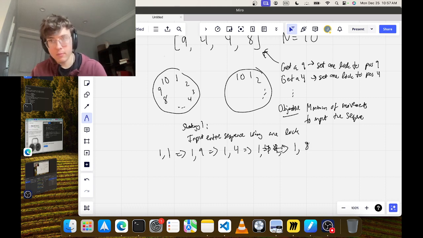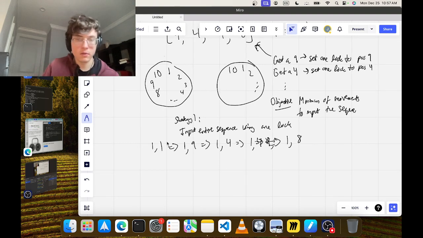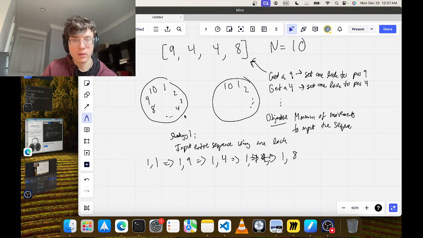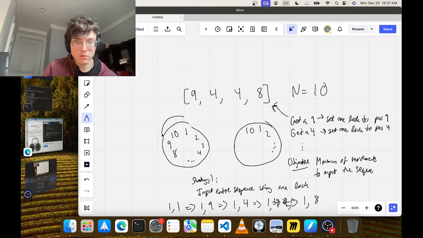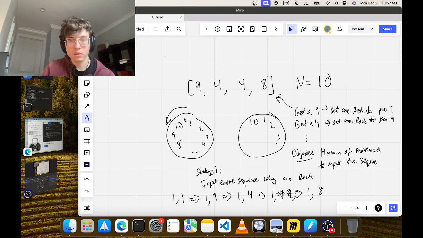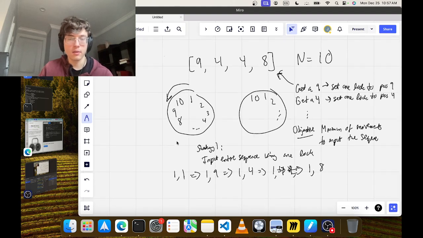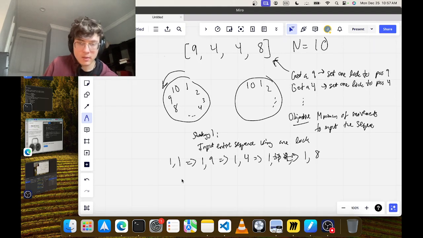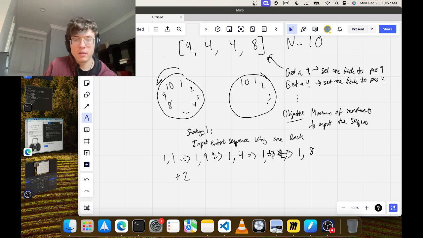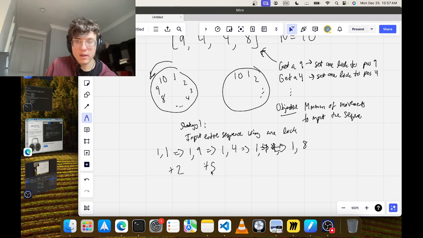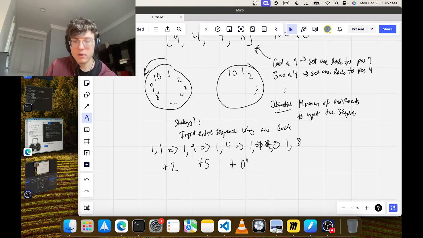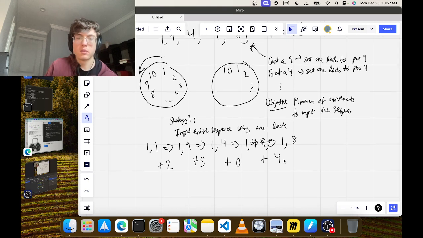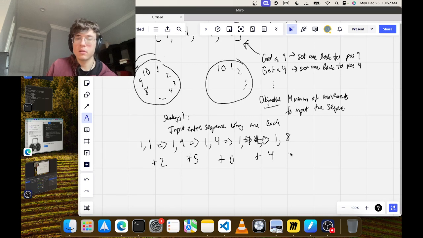So the number of movements required to input the sequence: first we had to move 1 to 9. The distance here is 2. You can see it's not 8, it will just take less time to move it this way. So this requires 2 movements. Then to bring it back to 4 requires 1, 2, 3, 4, 5 movements. So plus 5, and then we keep it at 4, so that's plus 0, and then we move it to 8, which is 4. So this in total requires 11 movements.